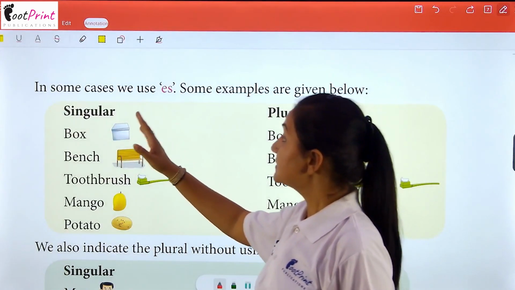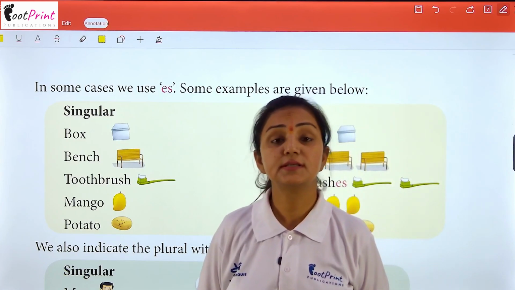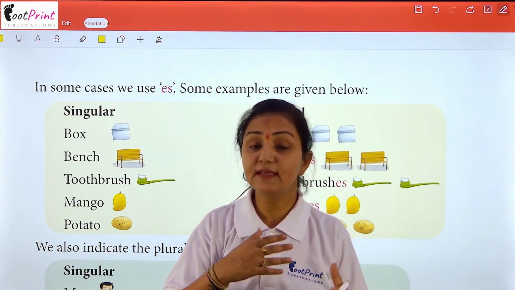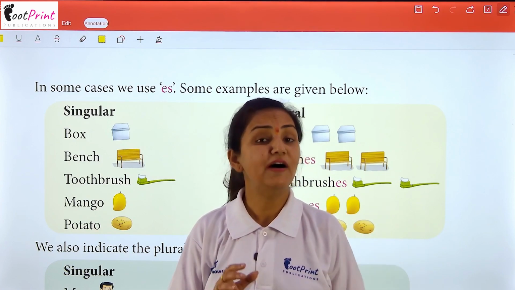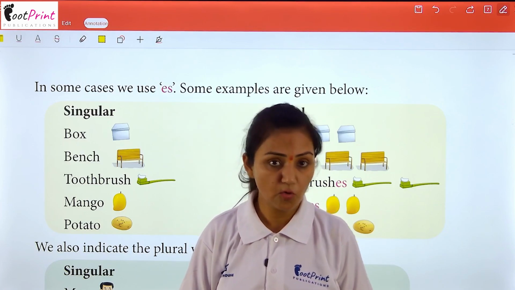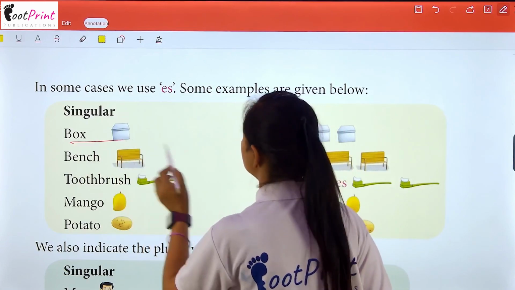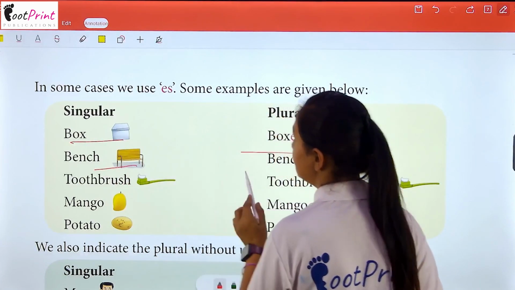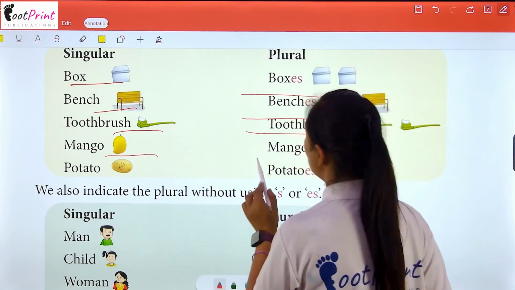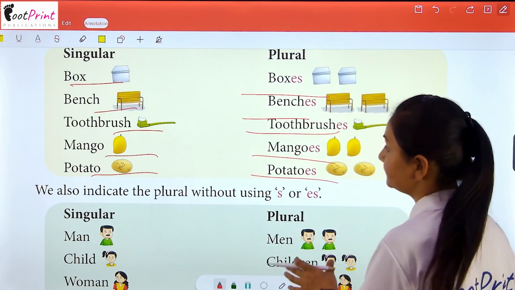Now, in some cases we use ES. Some examples are given below. Students, in some cases, after some words, to make them plural we use ES. Why do we use ES? You will come to know in your next classes. Right now you just have to learn that spelling. Box, boxes. Bench, benches. Toothbrush, toothbrushes. Mango, mangoes. Potato, potatoes. Clear?